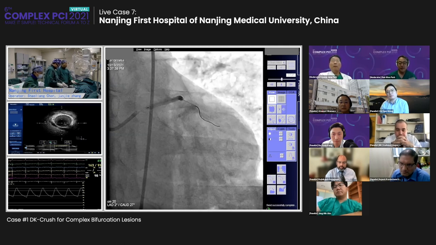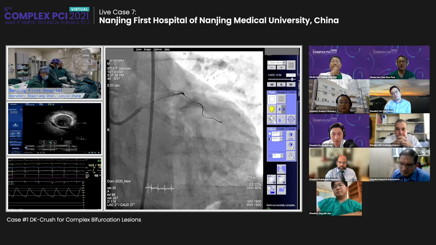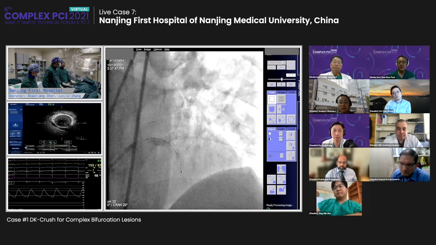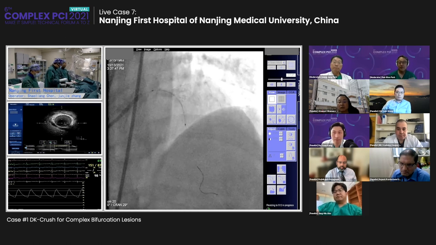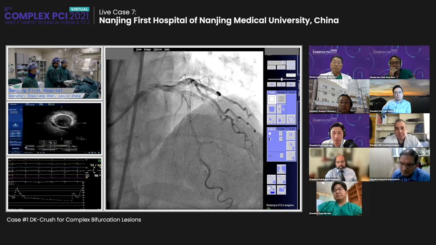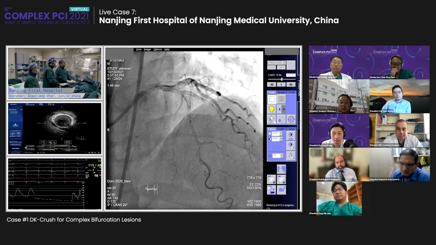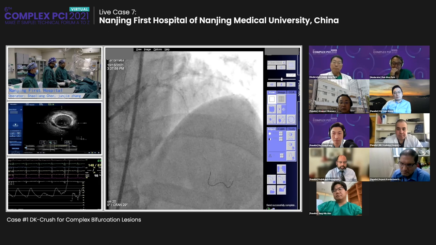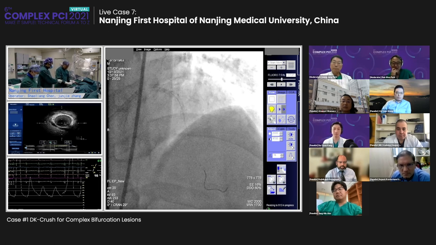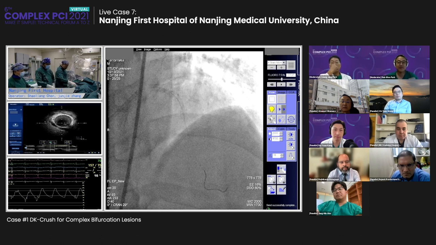Nine. Great. Okay, done. So move to AP cranial. Okay. Ready. Take a photo to see if there is a distal dissection. I think no dissection, right? Great. So I will use a 3.0 to 4.5 non-compliant balloon to sequentially post-dilate the stent.